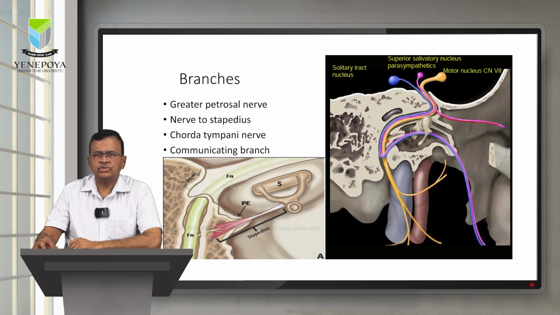The second branch is called the nerve to stapedius, which is going to supply the small muscle which is present in the middle ear cavity, which controls the smallest bone in the human body, that is the stapes.